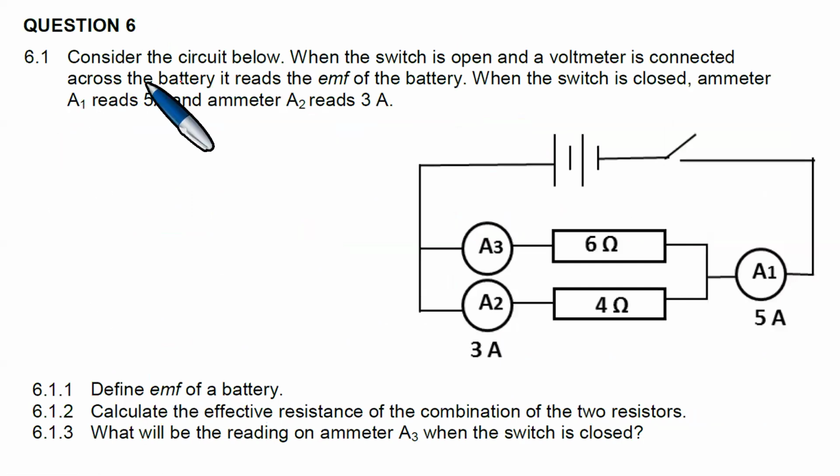Right, so here we consider the circuit below. When the switch is open and a voltmeter is connected across the battery, it reads the EMF of the battery. When the switch is closed, the ammeter A1 reads 5 amps, and the ammeter A2 reads 3 amps. Define the EMF of the battery.